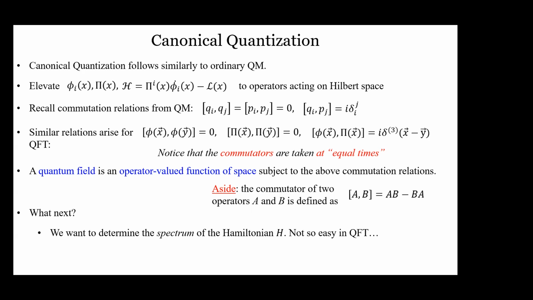Or if you have ever studied the hydrogen atom, they give you spectral lines. So that's where the word spectrum comes from. So different energies. So we want to find the spectrum of the Hamiltonian. That's what we mean. We want to find the energies of the theory.